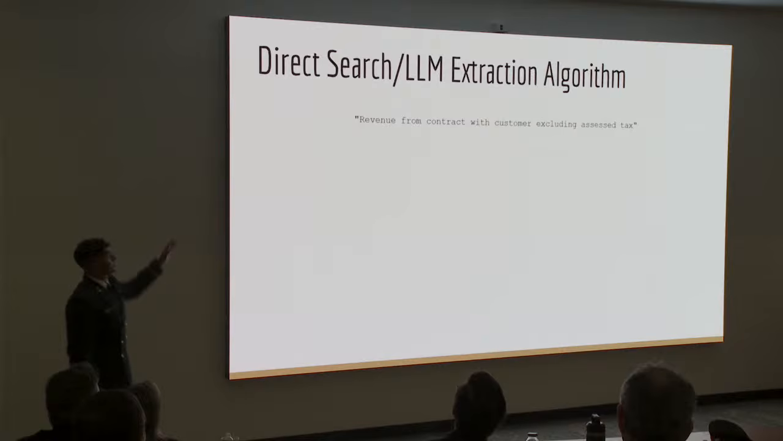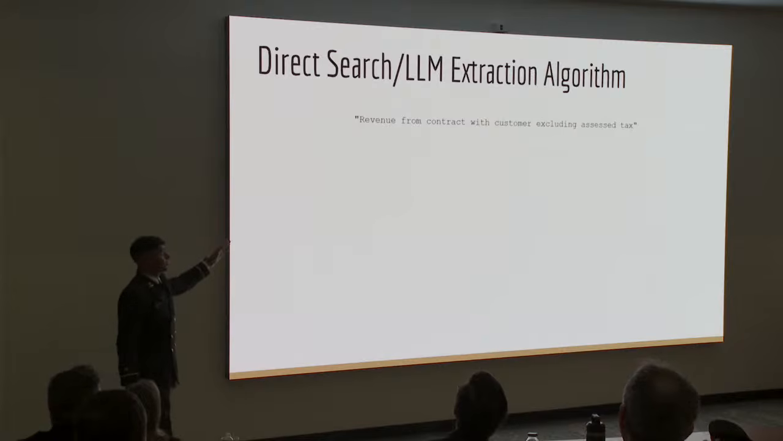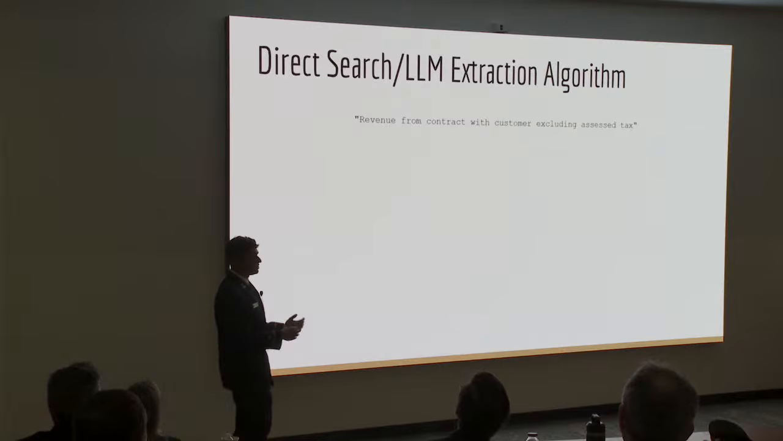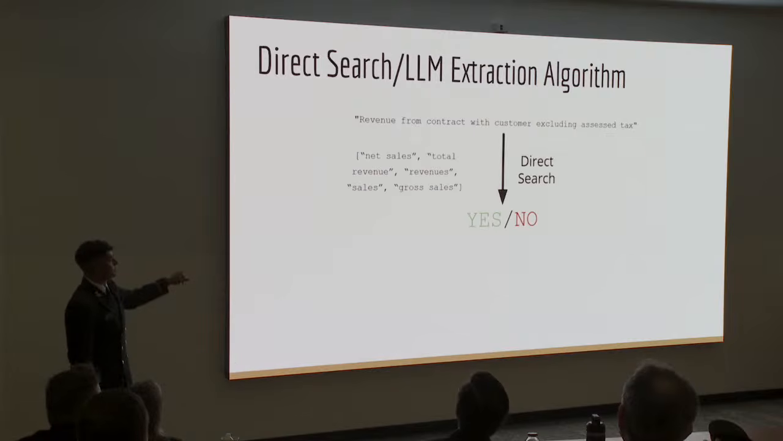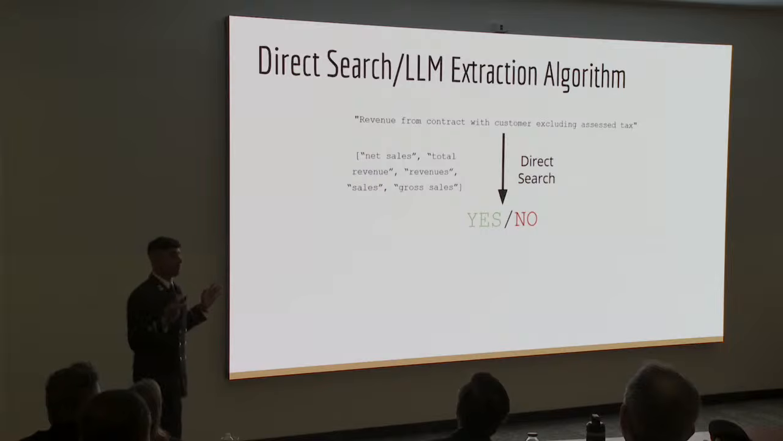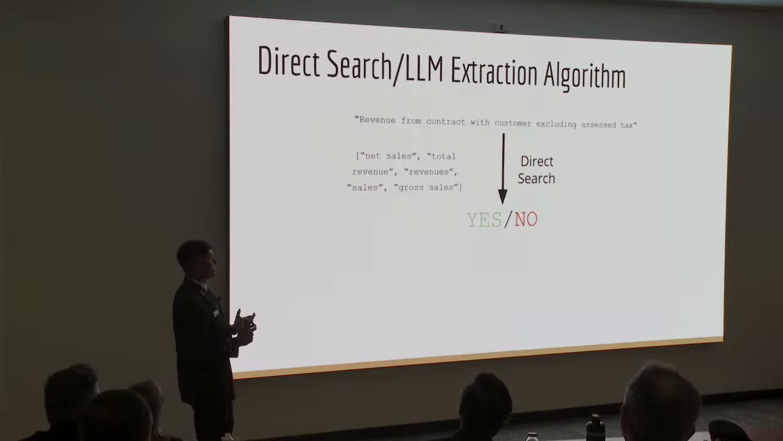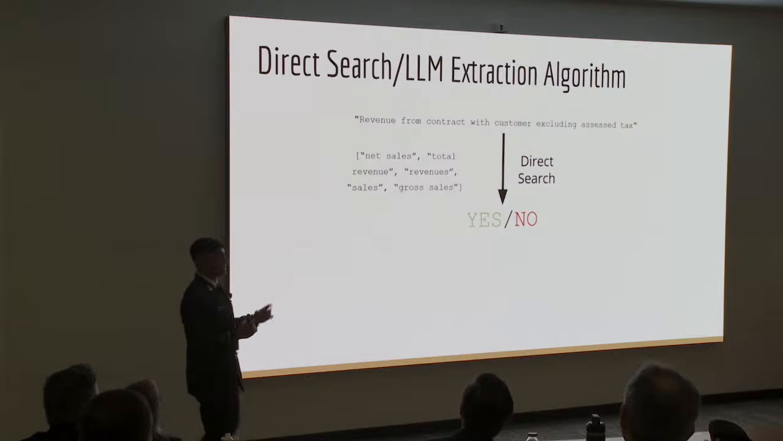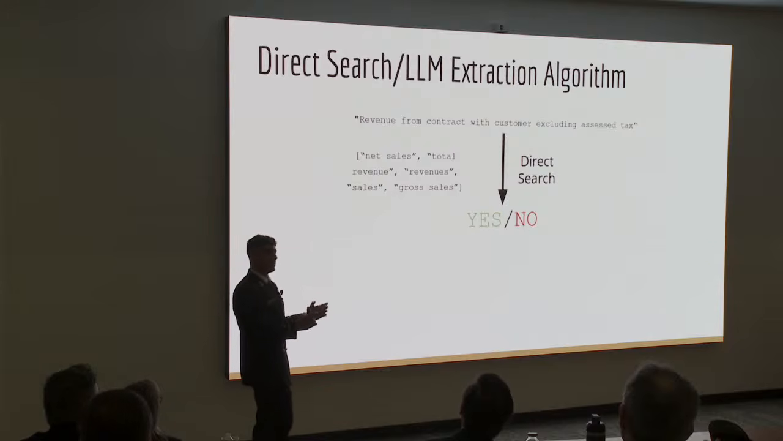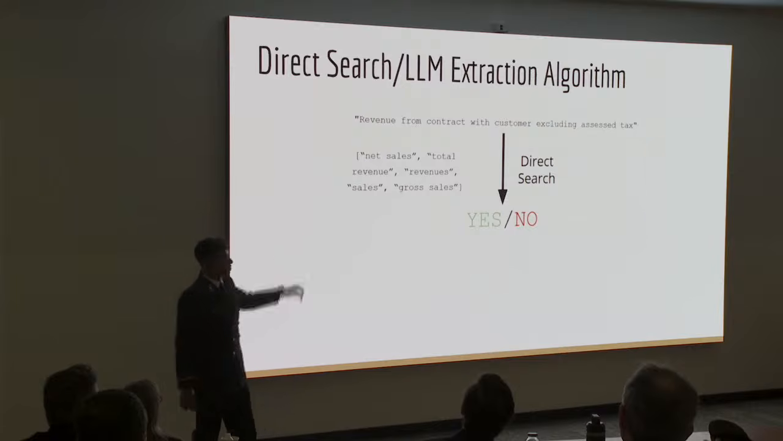From there, we use our direct search large language model extraction algorithm. This is kind of our novel large language model pipeline where we start with the direct search. Let's say we're looking for total revenue. We have a list of common ways total revenue is referenced in these 10Qs, and we basically apply this list to a 10Q and ask, are any of these lines, these words, verbatim?